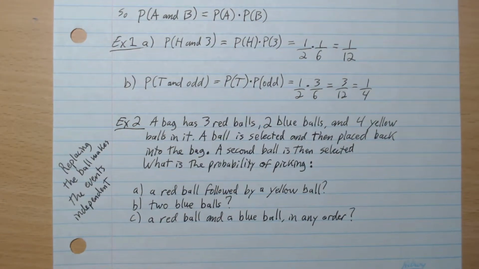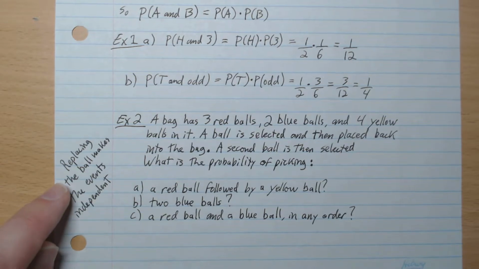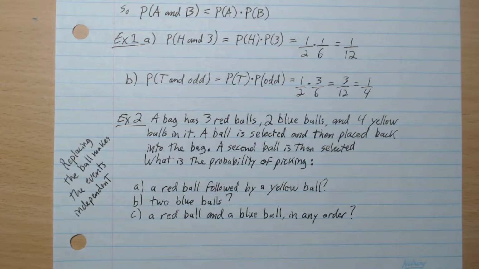Okay, example 2. A bag has 3 red balls, 2 blue balls, and 4 yellow balls in it. A ball is selected and then placed back into the bag. A second ball is then selected. What is the probability of picking A, a red ball followed by a yellow ball, B, 2 blue balls, and C, a red ball and a blue ball in any order? So we notice here that replacing the ball makes the two events independent. So let's answer this question here.